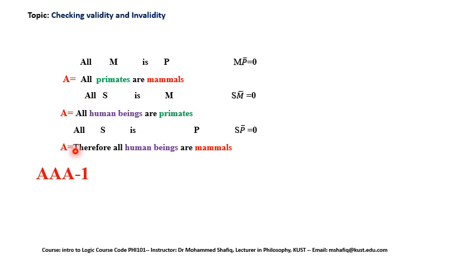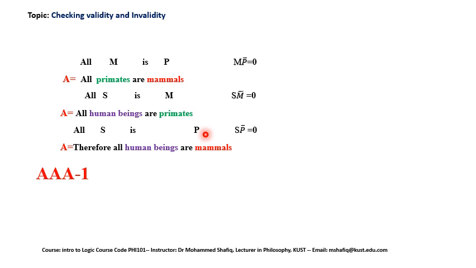All primates are mammals, all human beings are primates, therefore all human beings are mammals. So S is the minor term, P is the major term, sorry. Now in the premise we have the middle term in the very beginning of the first premise. Then we have major term, then we have minor term, and then we have middle term. So the conclusion is actually like this. SP, it's always SP.